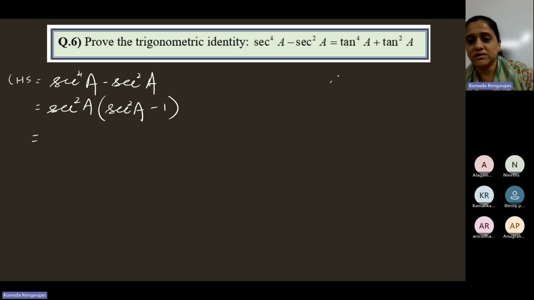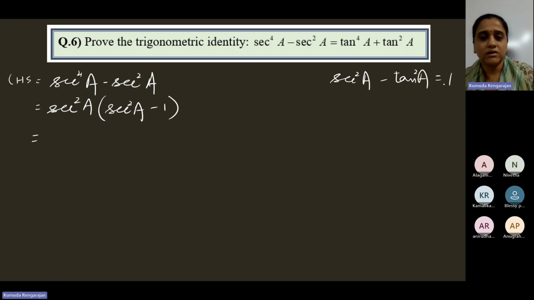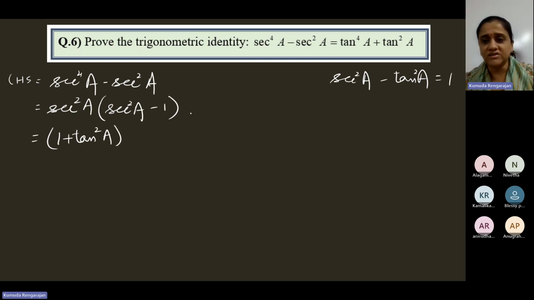Now, what's the identity? Secant square A minus tan square A is equal to 1. So what should you write for secant square A? Secant square A is 1 plus tan square A or tan square A plus 1. After taking out common, we'll have to change secant to tan because RHS is all in tan. So secant square A from the identity, you can write 1 plus tan square A or tan square A plus 1. Both are correct. And what is secant square A minus 1? Transpose.